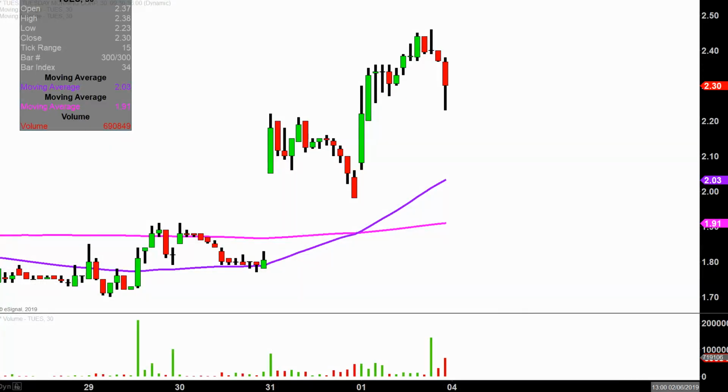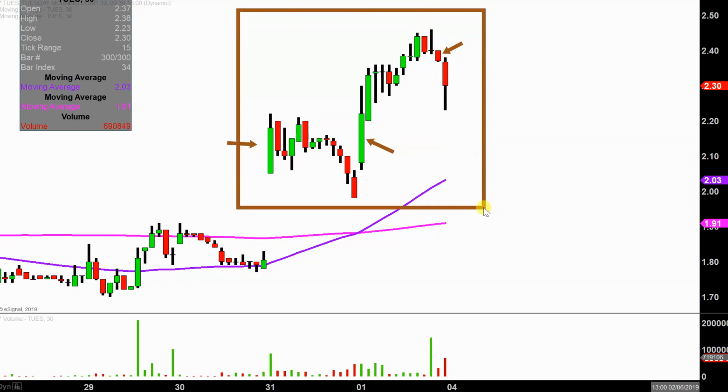Real quick, what do I mean by 30-minute in case maybe you're new to charts? Instead of each one of these candlesticks here representing 1 day's worth of price action, which is what you would normally see, each one represents 30 minutes. So while this here may look like a few weeks worth of time, it's actually just the past 2 days broken down. So Thursday and then Friday broken down into 30-minute time slices.